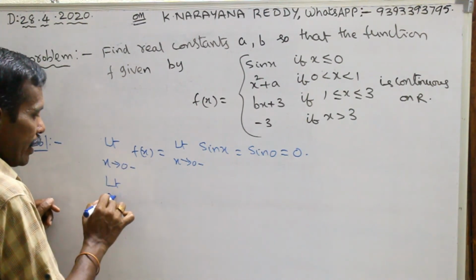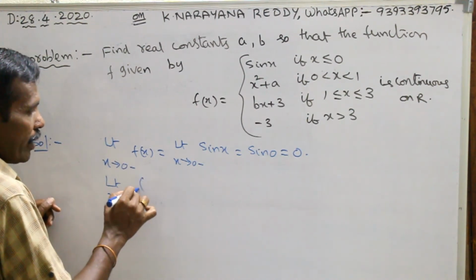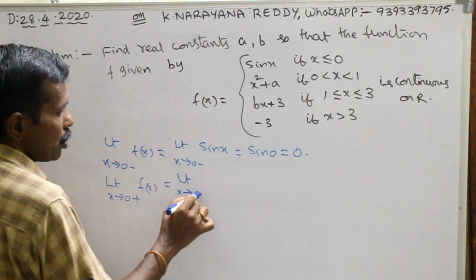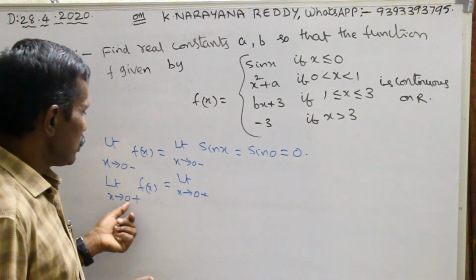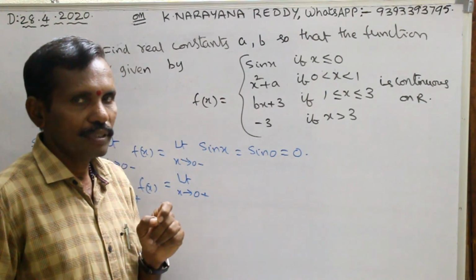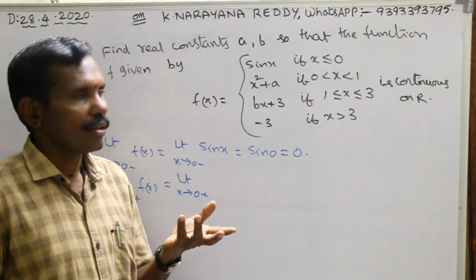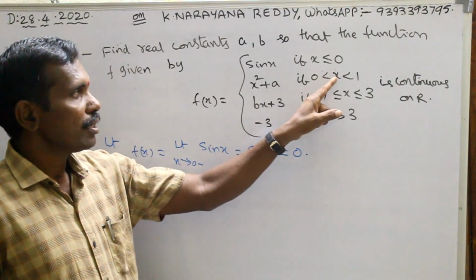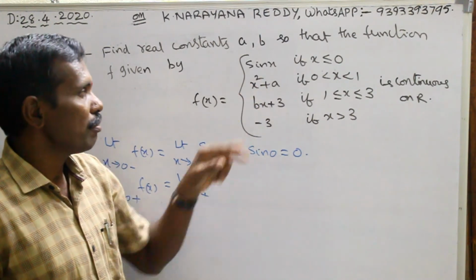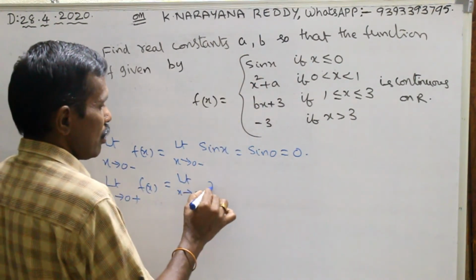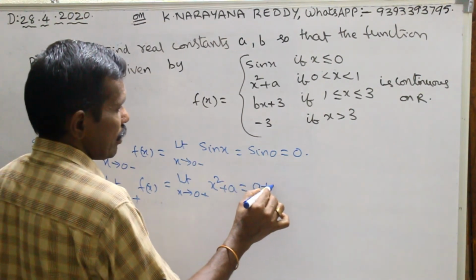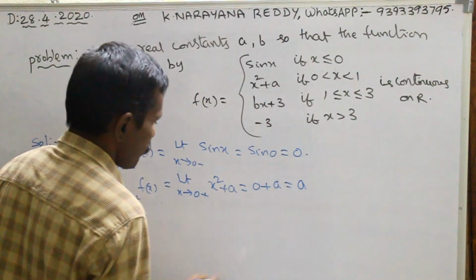Limit x tends to 0 plus of f of x. Here 0 plus means greater than 0. Yes or not? After 0, x lies between 0 and 1. X greater than 0, less than 1. That means you want to take this one, x square plus a. X square plus a is nothing but 0 plus a equals a.